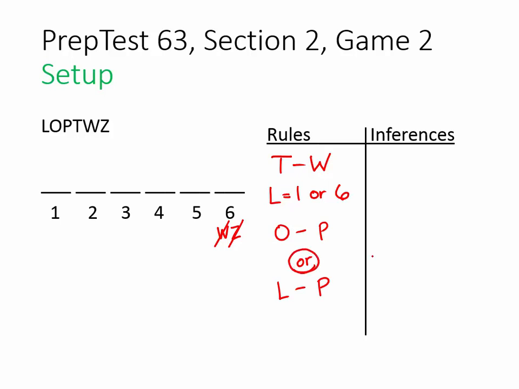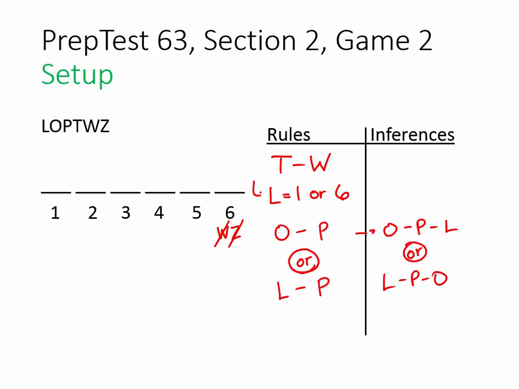And then over on the inferences side, if P can be after O or L, but not both of them, that means that the other one must be after P. Right? So what we can do over here is say that in fact we're going to have O, P, L, or we're going to have L, P, O. Great. So there's our rules and inferences.